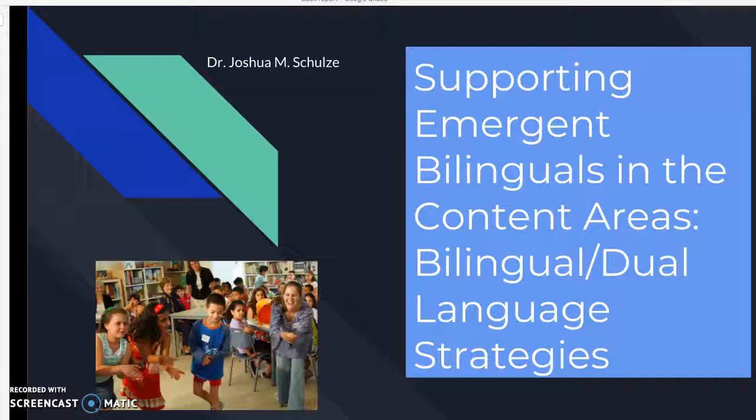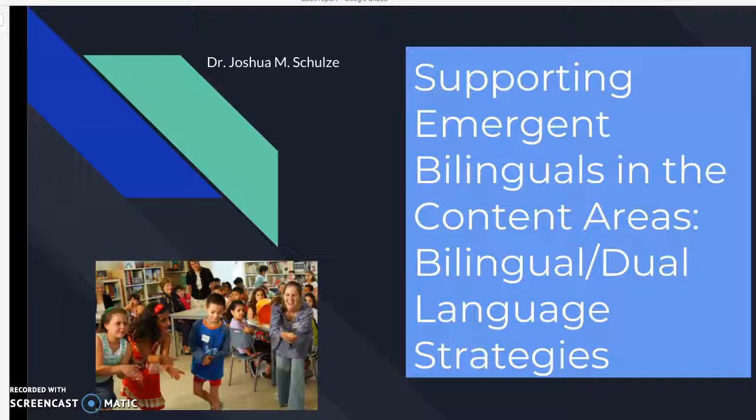Now, we all work with students, and we may work with them at the elementary level, and we may work with them at the adolescent, middle school, and high school level, but we are all working with students who are emergent bilinguals. That means that they're becoming bilingual, they're becoming proficient in two languages.